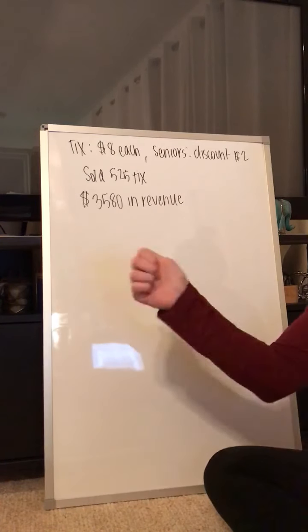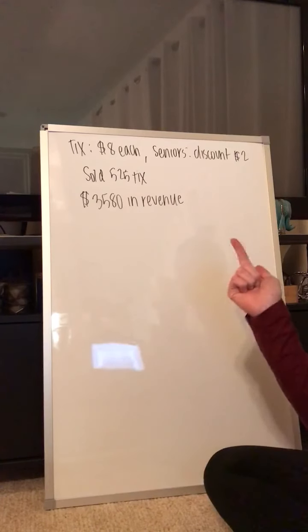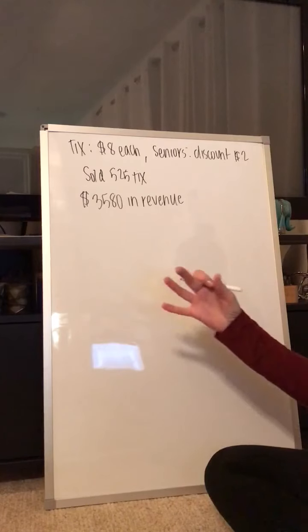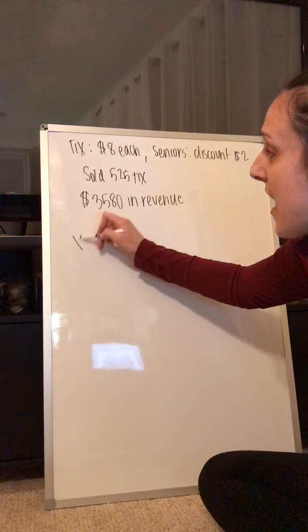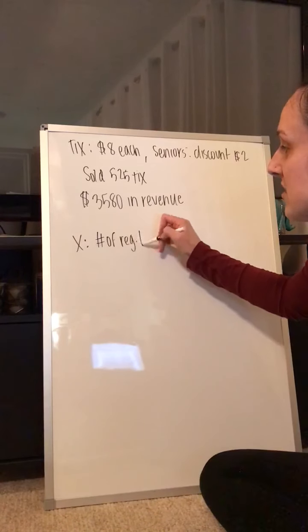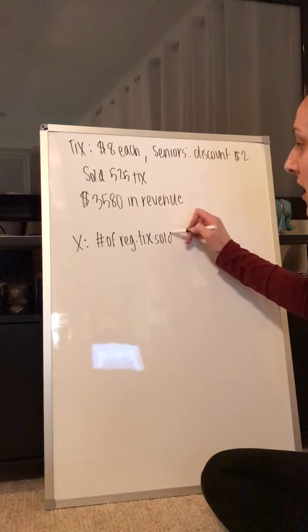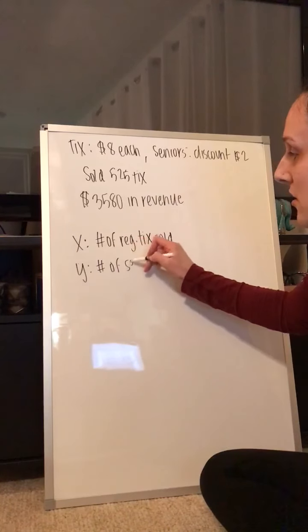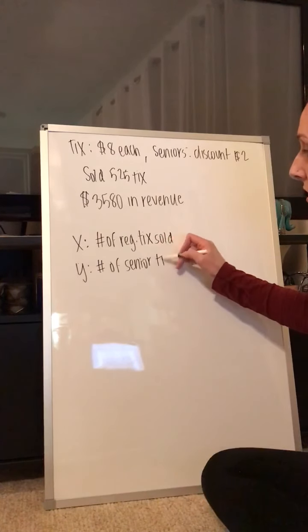So I want to know how many regular tickets were sold, and I want to know how many senior tickets were sold. So what I'm going to do is first set some variables. I'm going to say X is the number of regular tickets sold, and Y is the number of senior tickets sold.